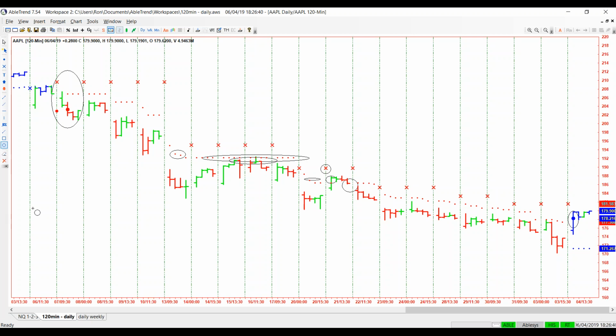The 120-minute daily for swing, we use AbleTrend TS on the 120, AbleTrend 3 on the daily chart. AbleTrend TS always goes on all the intraday charts, all of them. If you're using 120 daily, then you're going to go to AbleTrend 3 on the daily. And for daily weeklies, AbleTrend TS on the daily, AbleTrend 3 on the weekly.